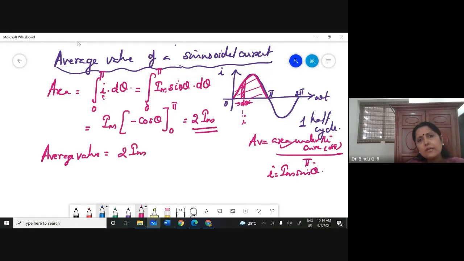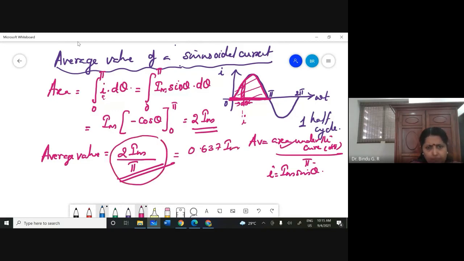How did I find out the area? I took a small strip and then found out the area under the curve by integrating between 0 and pi. 2Im divided by the base length, which is pi minus 0, pi. So the average value is 2Im by pi. Sometimes you write it as 0.637 Im. Usually I remember it as 2Im by pi. This is the average value of a sinusoidal current. Hope this is clear to you.